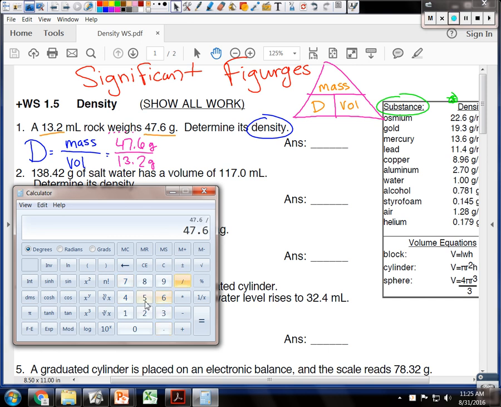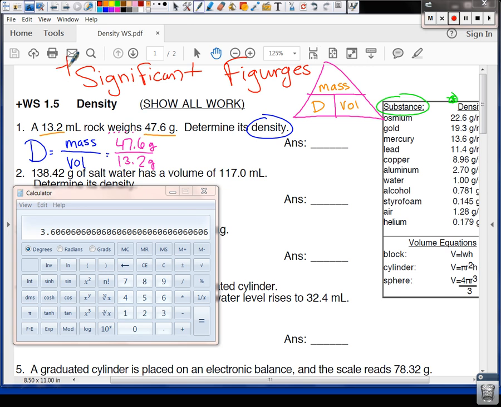Okay, so 47.6 divided by 13.2 equals. Does it make sense to write that entire thing down? No, that's ridiculous. Okay, never, ever, ever write the entire value in the calculator down unless it is already given in the correct number of significant figures. My question is, if that popped up in your calculator, what would you write?